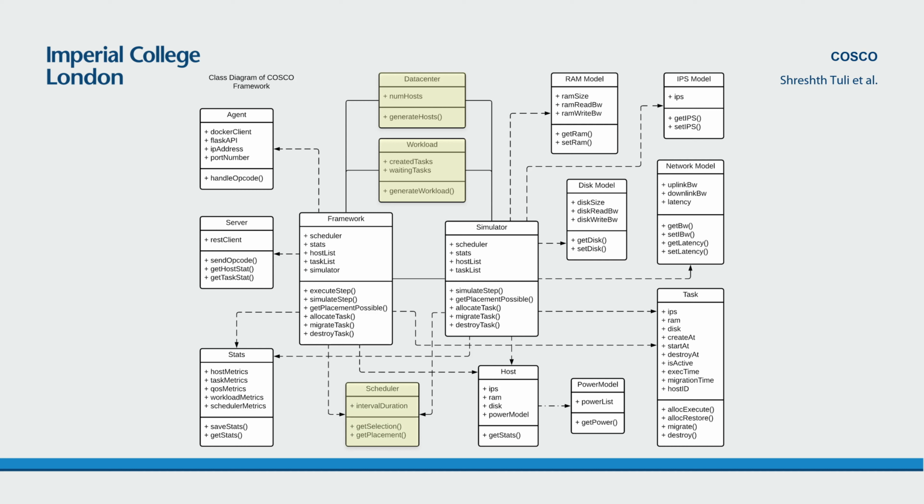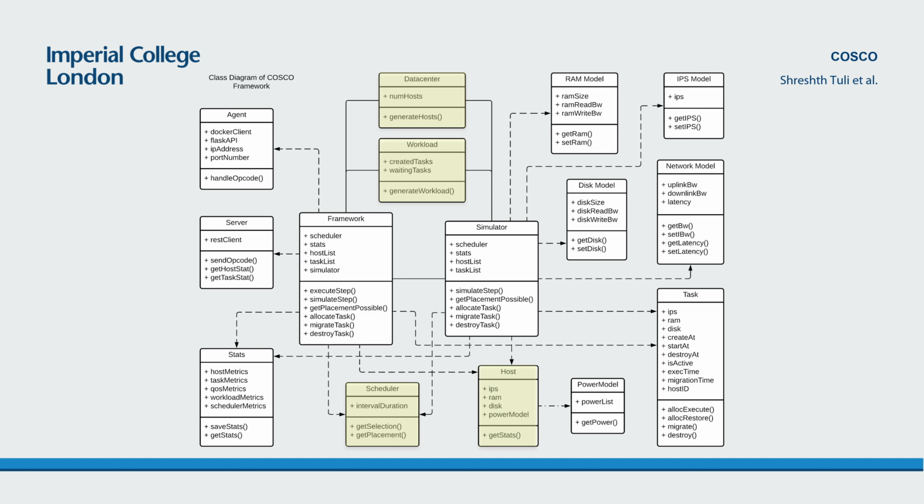Next, we have the scheduler class that allows taking scheduling decisions in the form of task selection, which is the get selection function, and task placement, which is the get placement function. Task selection function selects the containers that need to be migrated to another host, and task placement function returns the target host for each task selected by the get selection function. Task placement also selects the target hosts for the new tasks that are generated in that interval.